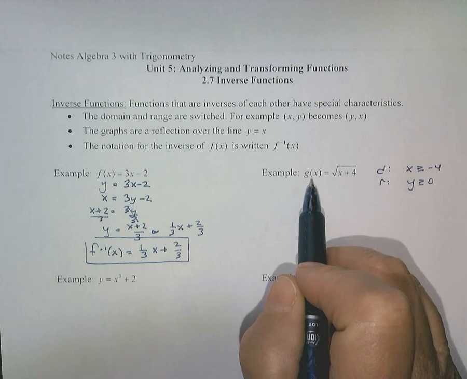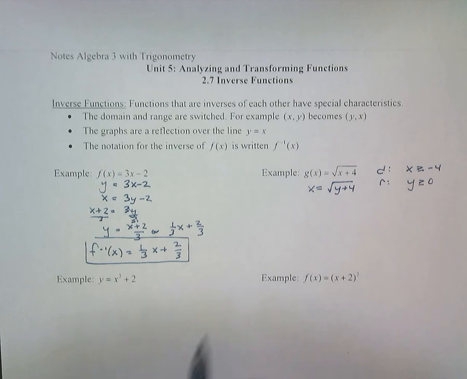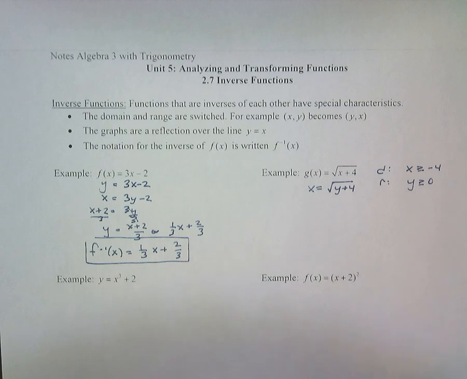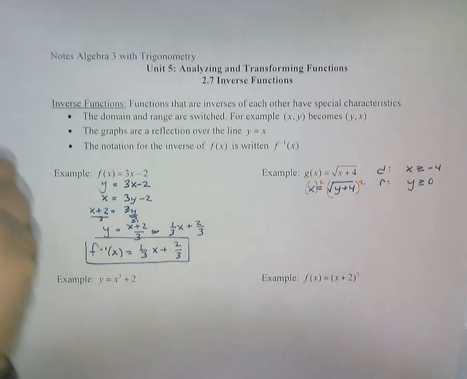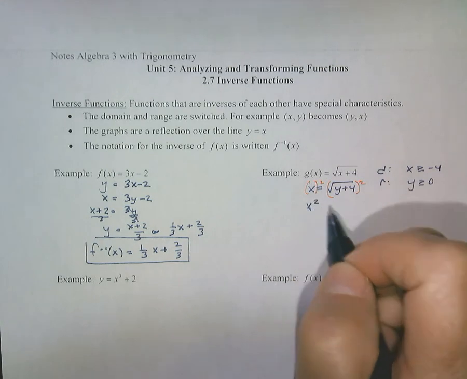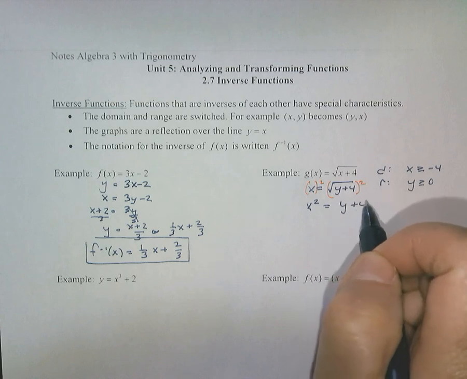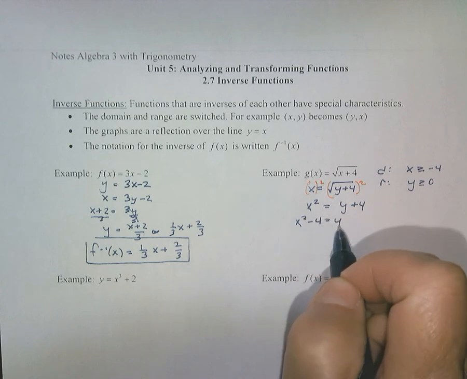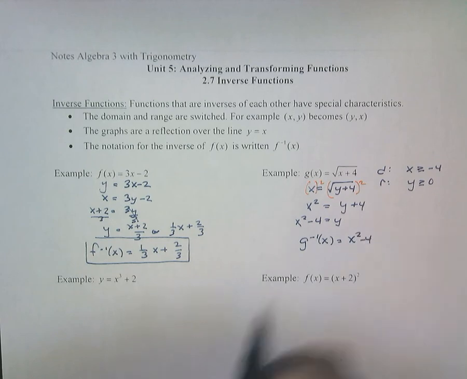So this is y equals the square root of x plus 4. I'm going to change to x equals the square root of y plus 4. To get rid of the square root, I'm going to raise both sides to the second power. So I'm going to square both sides. What that does is the left side gives me x squared. When you square root and square something, you're just left with y plus 4. So I'm going to subtract 4, I get x squared minus 4 equals y. So if I write the inverse, g to the negative 1 of x is equal to x squared minus 4.